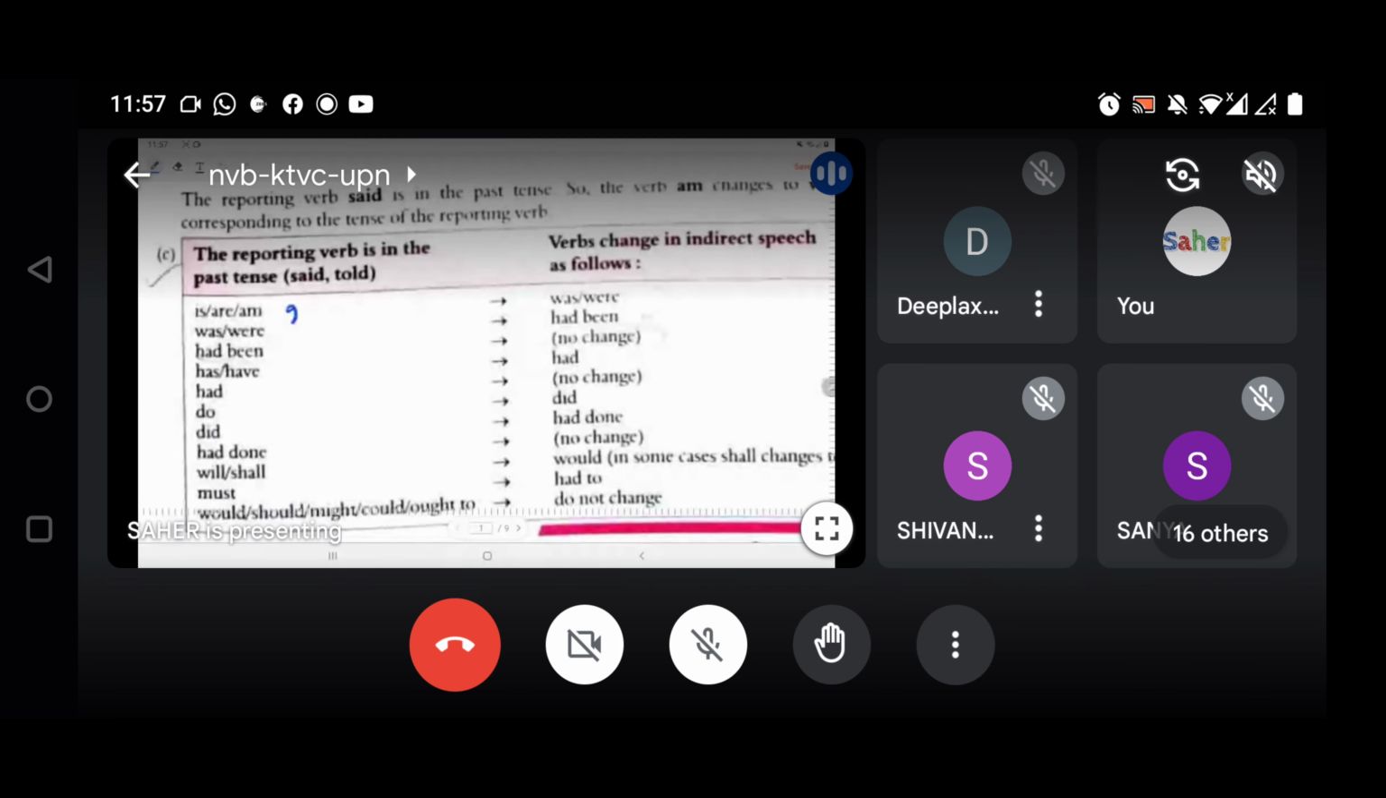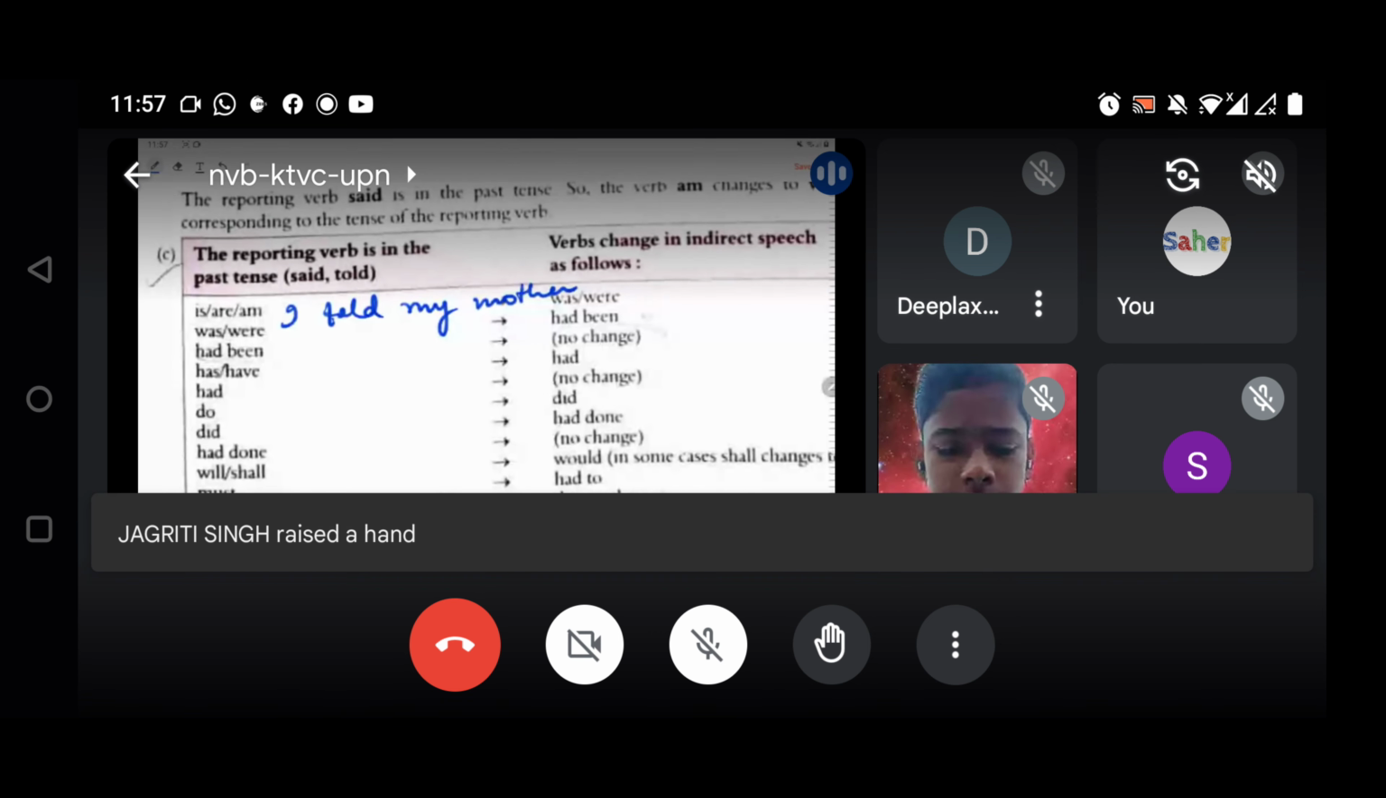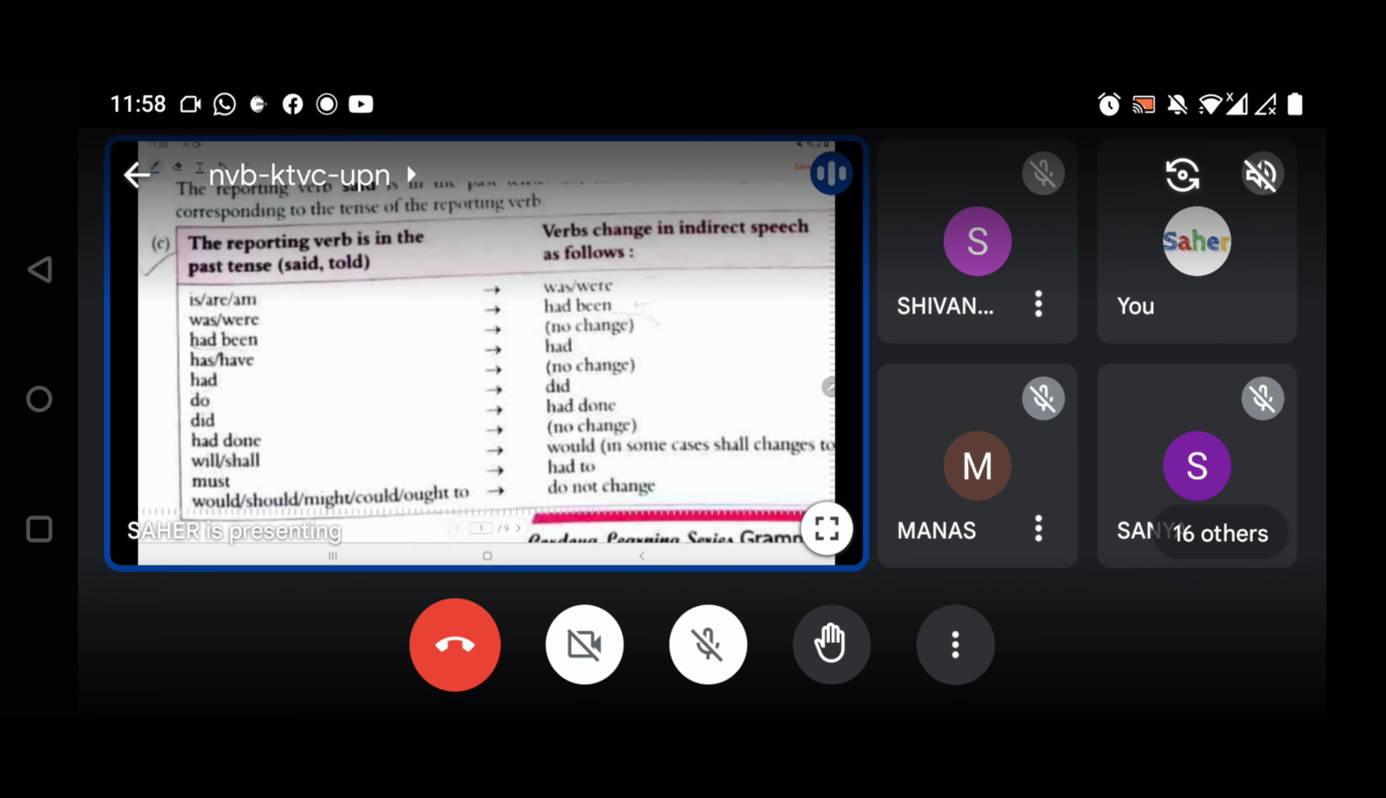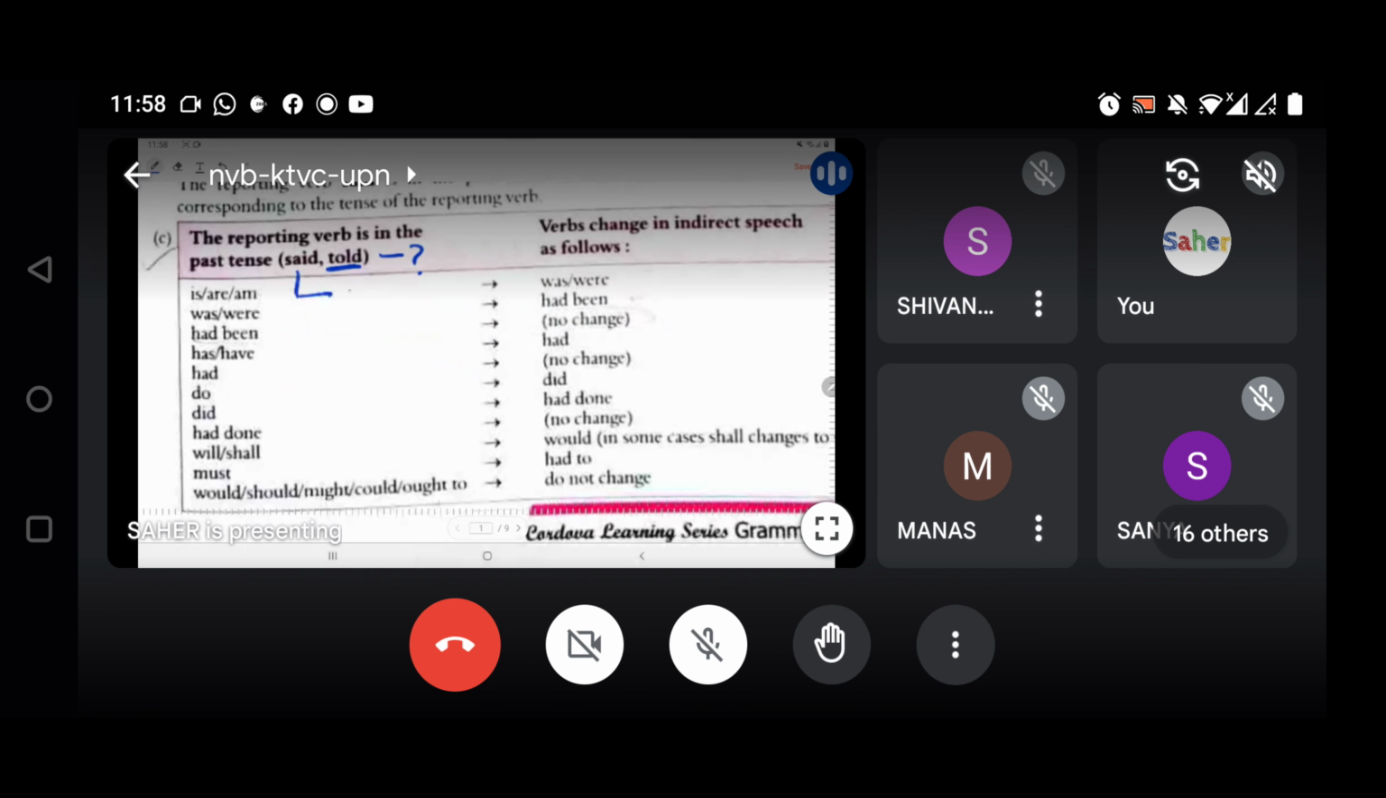Okay, for example, I told my mother. But if I am saying something, I said that. I said it to my mother does not exist. If there is someone, it will be I told my mother, but I said that I wanted, whatever the sentence is. We are saying something, but we are always telling someone. When told comes, there must be someone, but with said it is not necessary that there is someone. Getting my point?